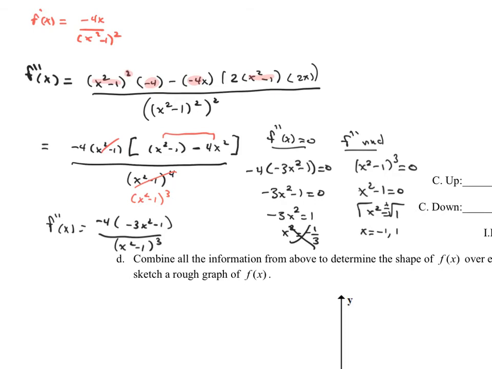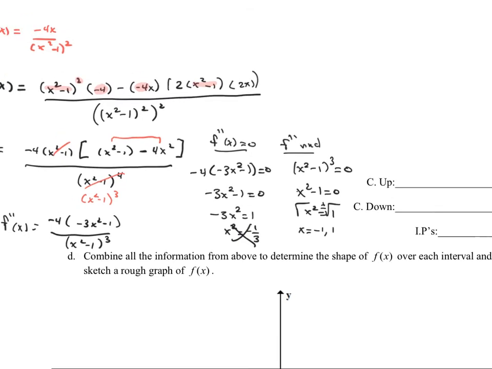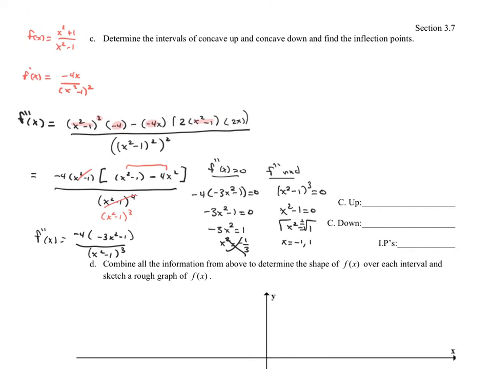Again, we would say those are our possible IPs, but if you go back to step A, we realize that x equals negative 1 and x equals 1 were our vertical asymptotes. So that means our function is not defined there, meaning those cannot be inflection points. We still need to determine intervals of concavity, though.